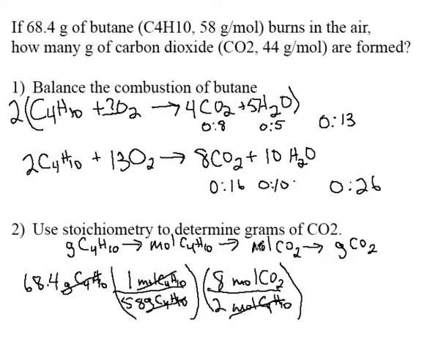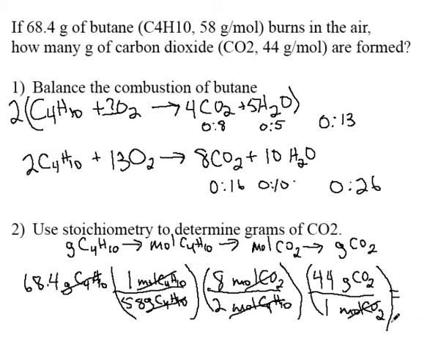Finally, we want to convert from moles of CO2 into grams of CO2. What we want in this case is grams of carbon dioxide, and what we have is moles of carbon dioxide. We use the molar mass of carbon dioxide, where 44 grams is equal to 1 mole. The moles of CO2 cancel, and we're left with grams of CO2.